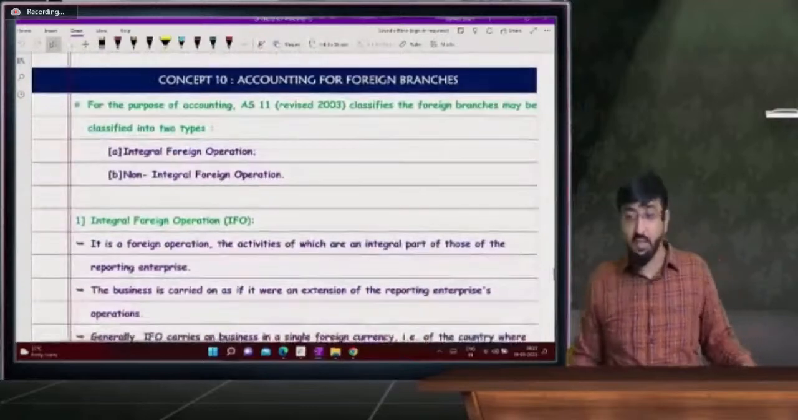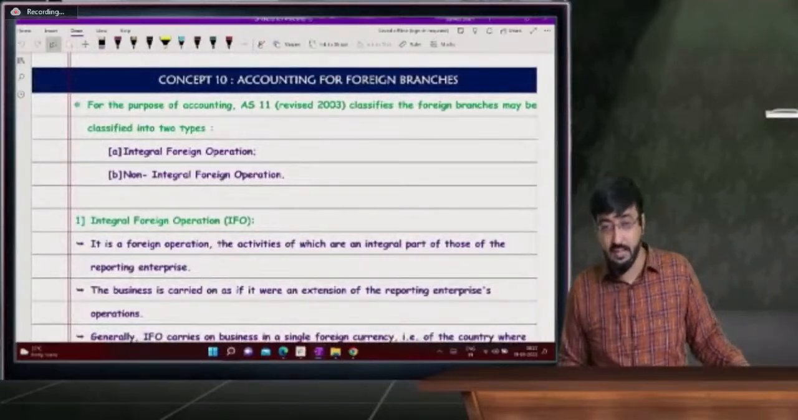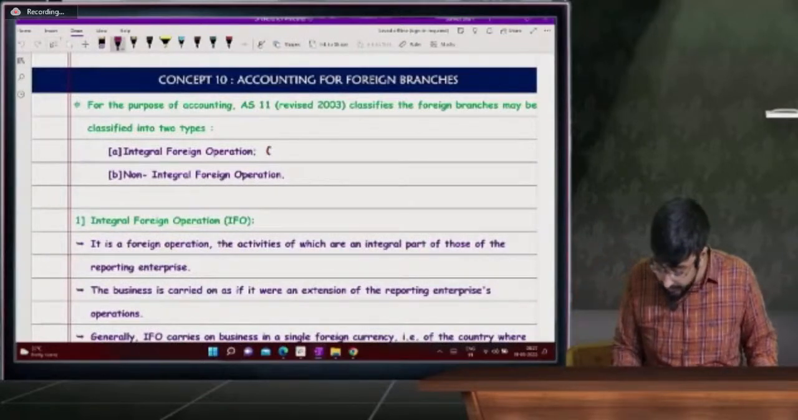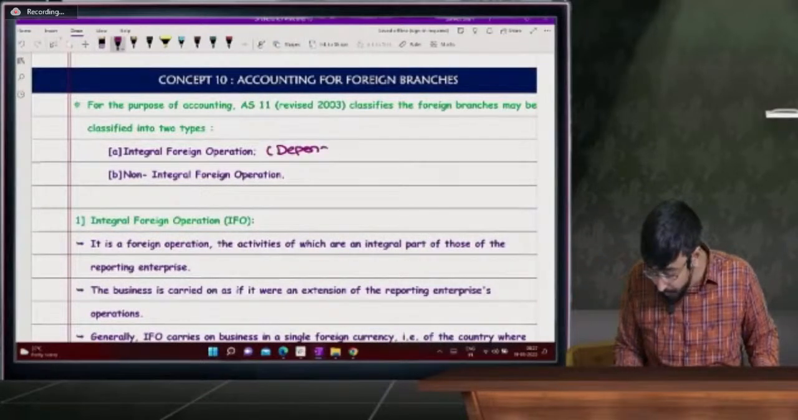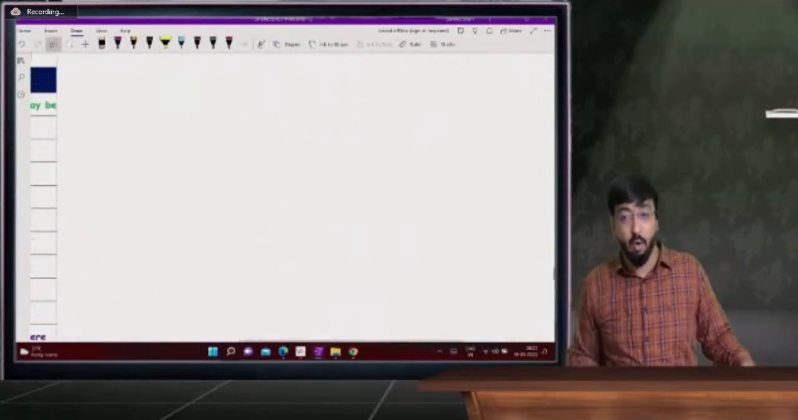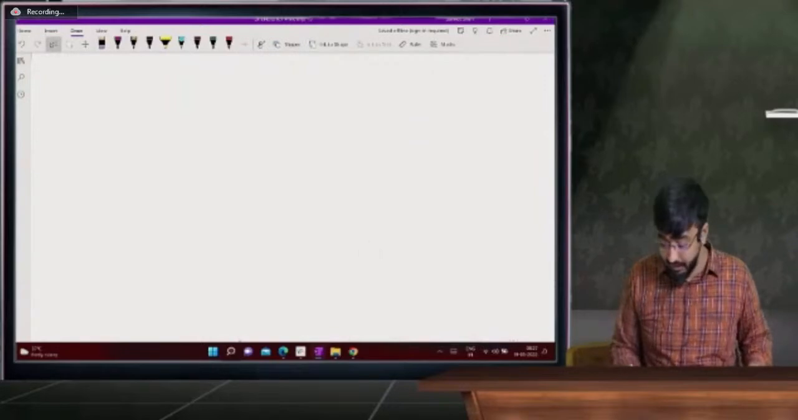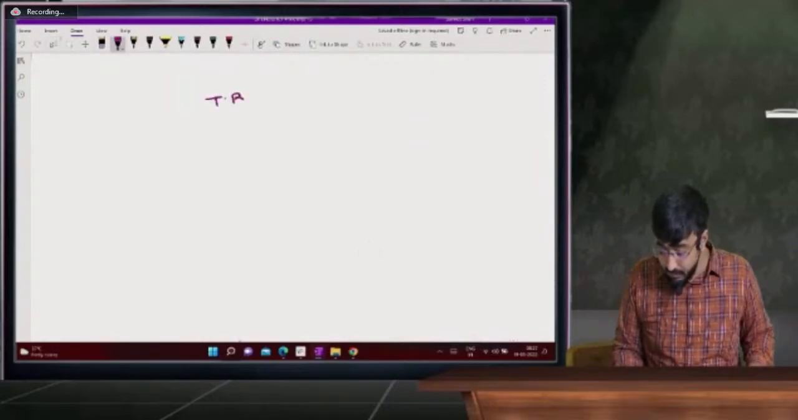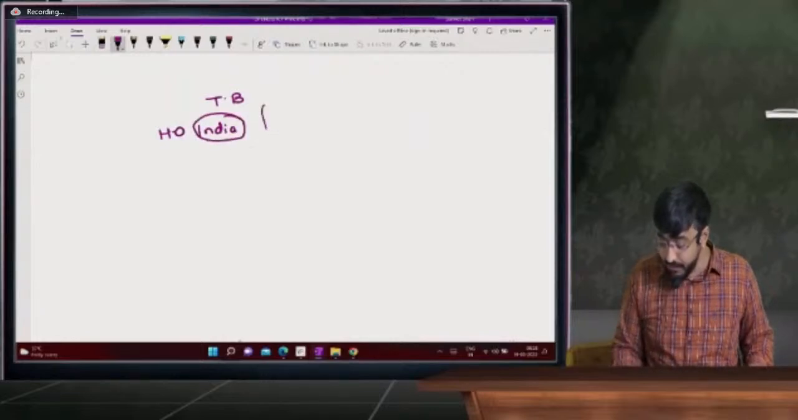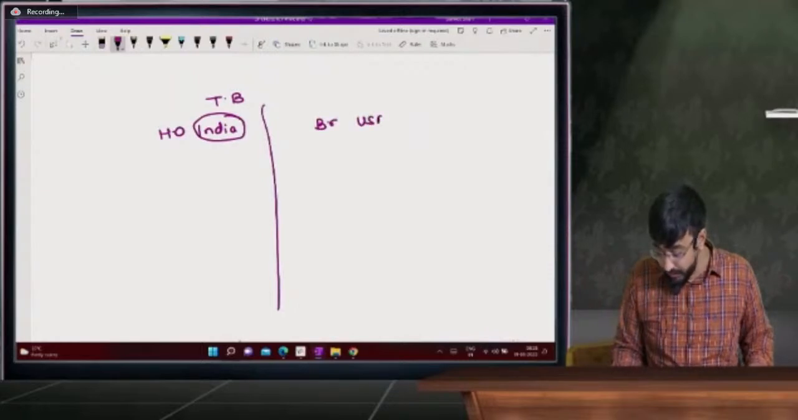Foreign branch is basically divided in two parts. One is integral foreign branch. Now, what is integral? Integral means dependent. So first I'm telling you why foreign branch is important. So first understand the concept behind it. Suppose head office is in India, and the branch is in USA.